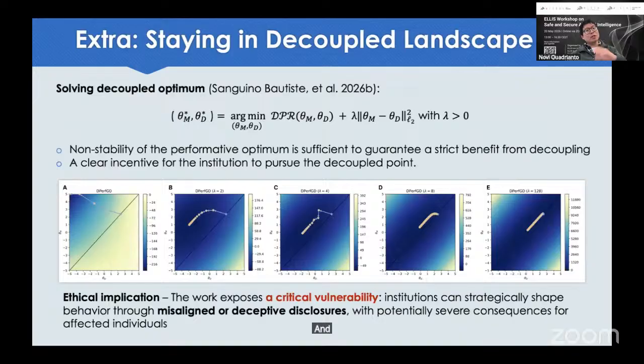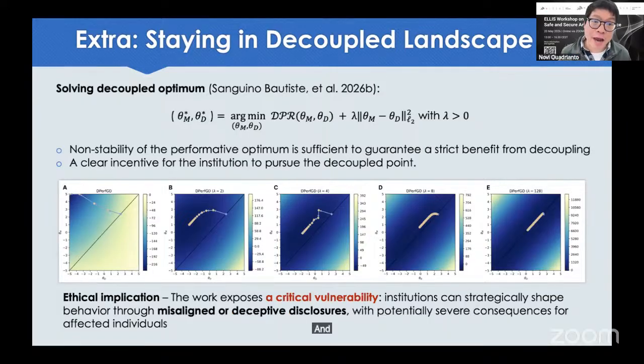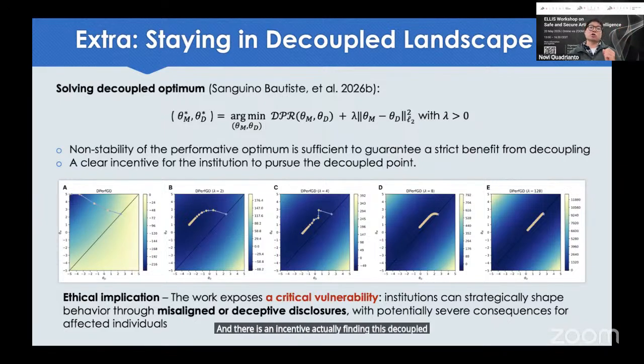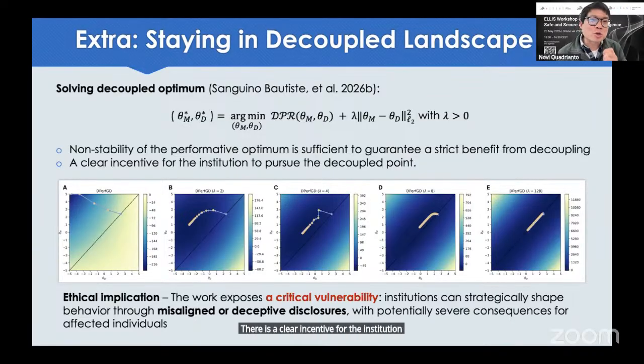Since we show this decoupled space, some of us might wonder: why don't we just solve this decoupled optimum? Instead of finding just one theta, we can find the optimum of the models after model training and the optimum of the models after the deployment shift. There is an incentive to find this decoupled optimum because of the non-stability of the performative optimum. We can show that this particular solution is strictly better than optimizing just the performative risk. There is a clear incentive for the institution to pursue the decoupled point.